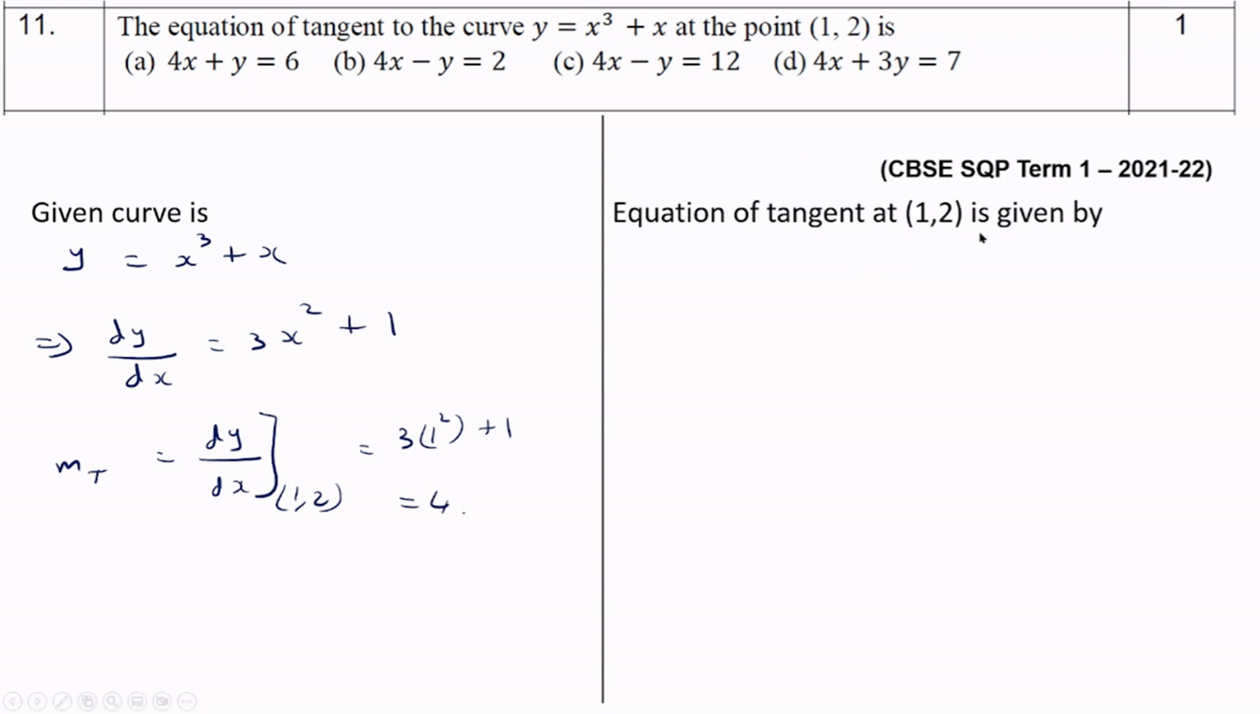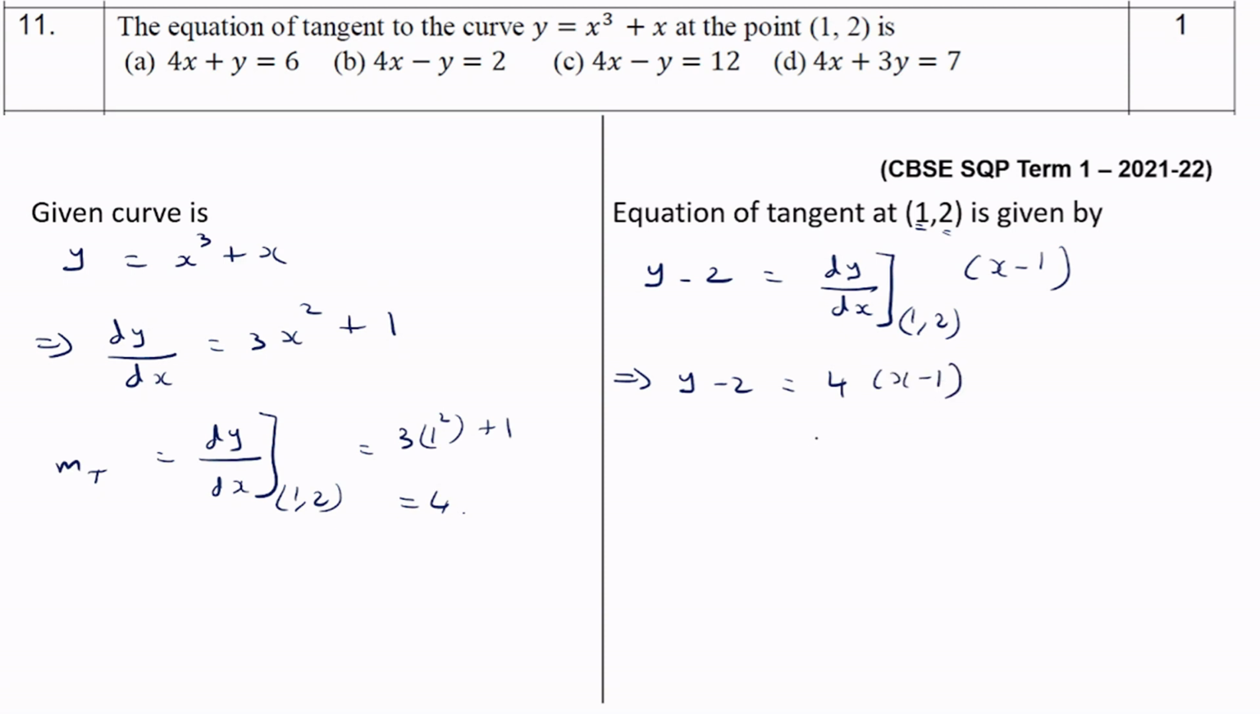The equation of the tangent at 1 comma 2 is given by y minus y1, where y1 is 2. y minus 2 equal to the slope of the tangent, dy by dx at 1 comma 2, into x minus x1, where x1 is 1. So from this we get y minus 2 equal to the slope of the tangent we just now found, 4, into x minus 1. So this is 4x minus 4.